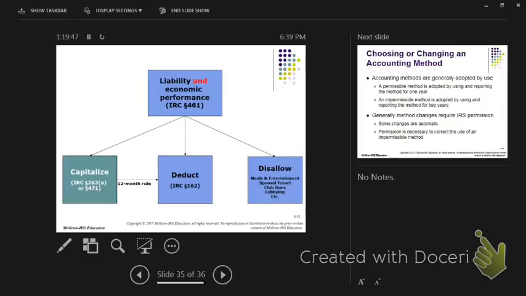This last slide I do like. It talks about liability and economic performance, and then whether or not you can capitalize it, which we talked about, right? Spreading it over life. Whether or not you deduct it, remember the 12-month rule. Otherwise, we deduct it, and then whether or not we completely disallow it, which is our meals and entertainment. If it goes over 50%, it's disallowed, or in some cases, lobbying and those types of things. Club dues are disallowed completely.